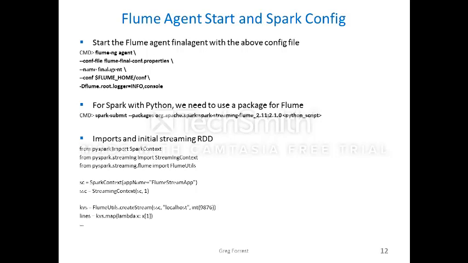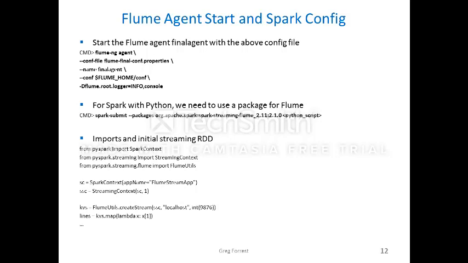A couple of notes for Spark streaming, especially when you're running it for Python. When you issue your Spark submit, you also have to pass in this packages parameter and point it to the Spark streaming for Flume, and then you give the name of your Python script. Some of the initial imports that you have to do from a Spark streaming perspective, and to generate your first RDD.